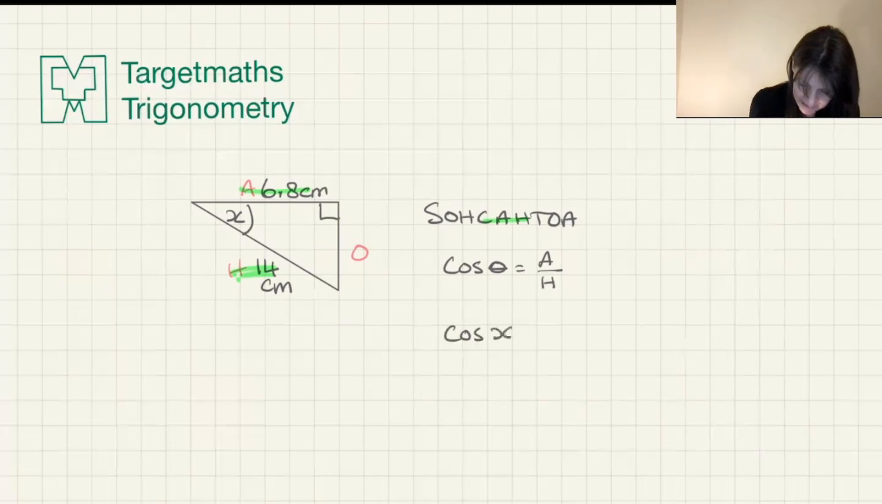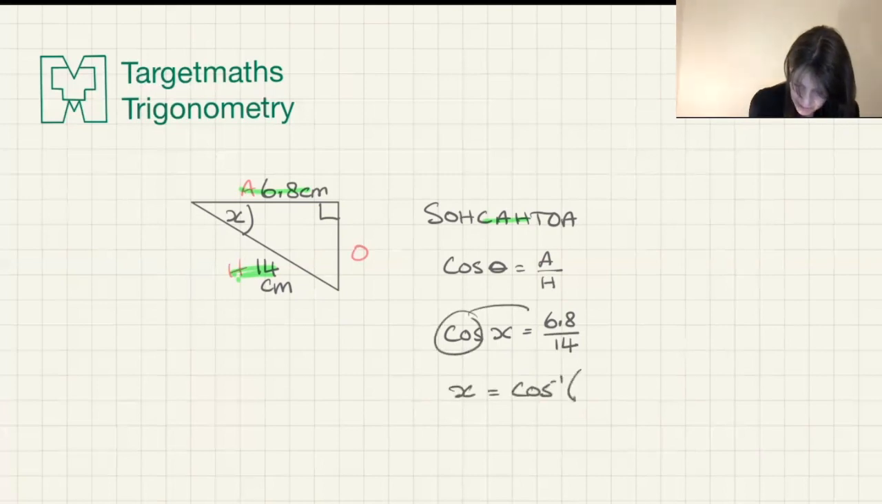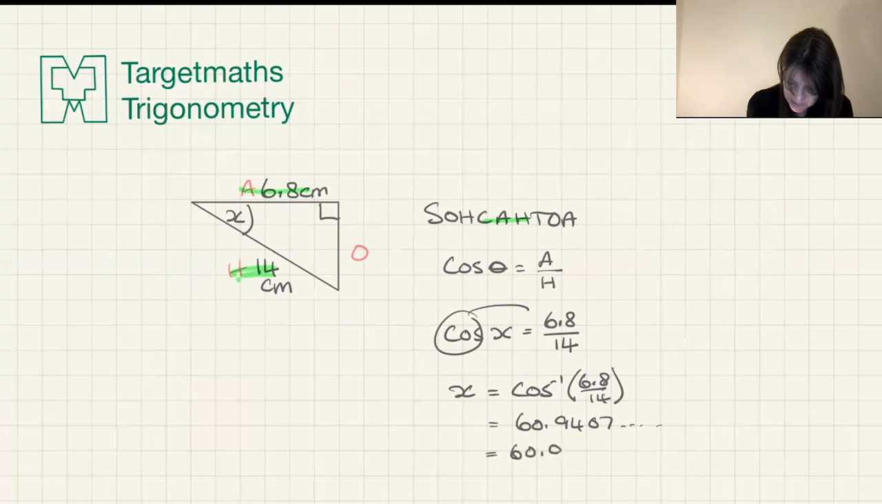Theta is marked as X. A is marked as 6.8. H is 14. That's going to move across, leaving X on its own. It's going to land as cos minus 1. You've got 6.8 over 14. You put it in your calculator and you get 60.9407, on and on it goes. Now, if we're going to round that to one decimal place, it'll be 60.9 degrees.